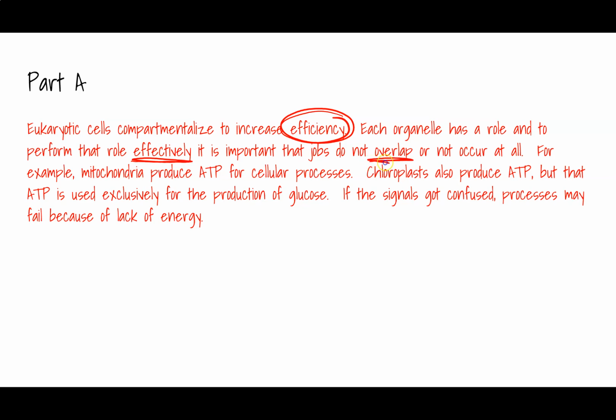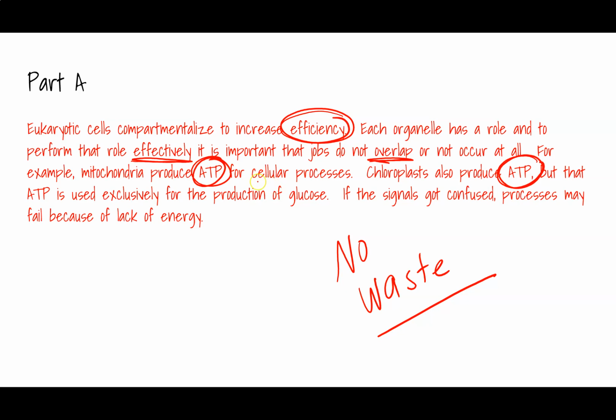And the jobs do not overlap, because remember, cells are simple, and what are they hoping to not have? Waste. No wasted time. And what's kind of cool is that in the world of chloroplasts, they produce some ATP, but that ATP goes right to glucose production in the Calvin cycle. Mitochondria, however, produce ATP for other cellular processes, for all the energy that's needed to do enzyme making, moving materials in and out. So the cell, again, is very, very efficient.